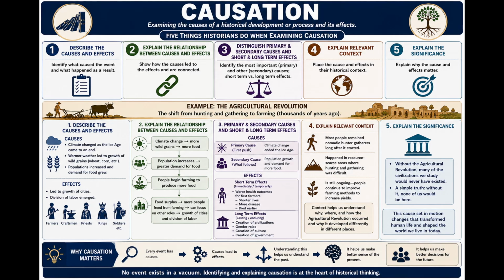So that kind of gave us a little bit more flesh, but maybe we need some more explanation. And so most events, when we are talking about them in history, have what we call primary and secondary causes, and also short and long-term effects. And that kind of gives our causation some complexity there. So what are primary and secondary causes?